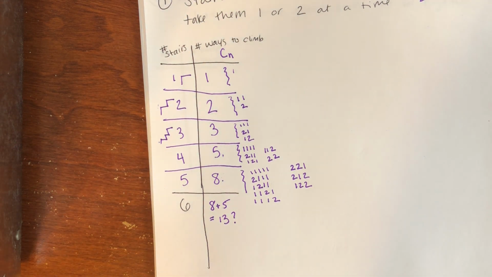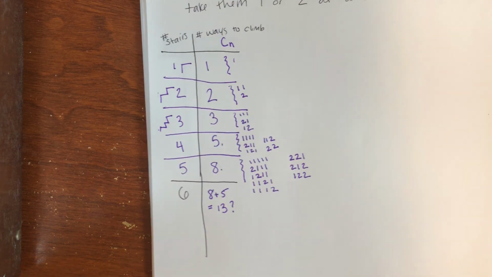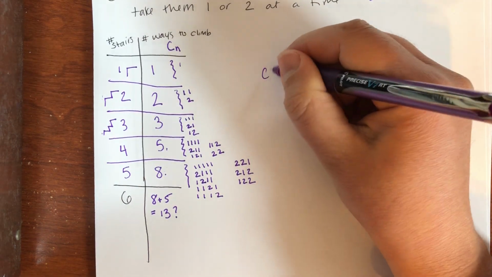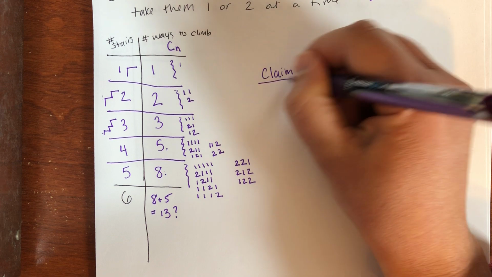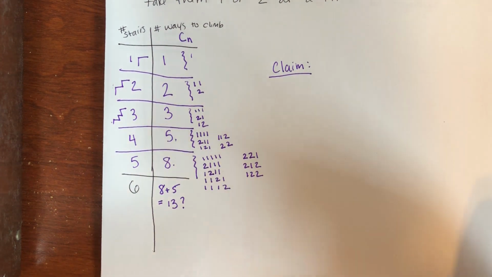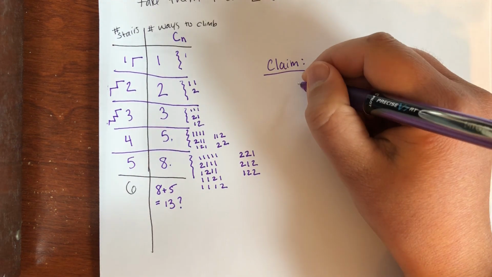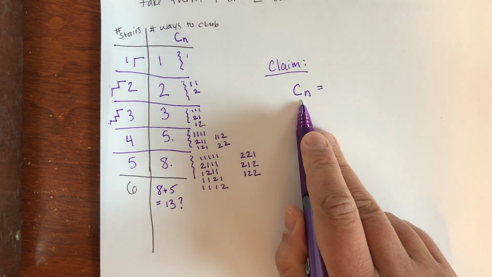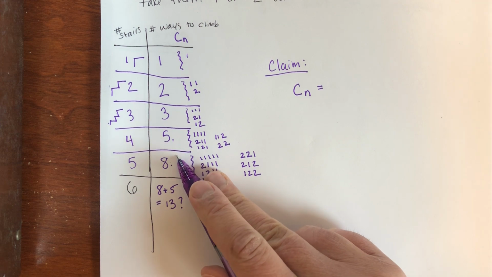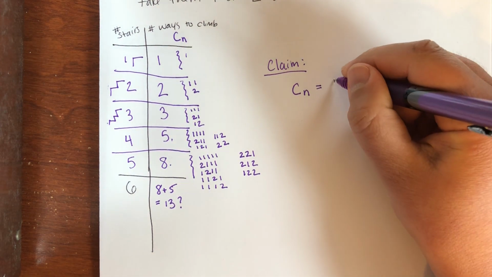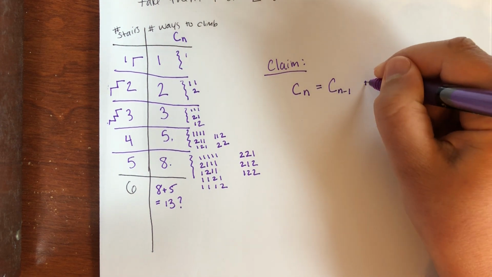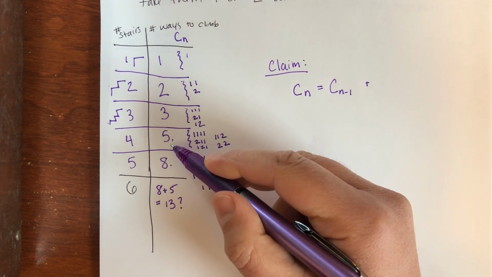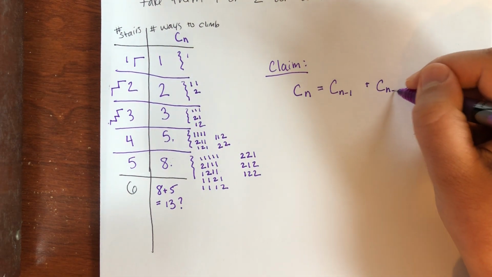But we can't just assume that this Fibonacci sequence is going to continue in this way unless we really understand why it's happening. So our claim, or our hope anyway, is that the number of ways to go up an n-step staircase, let's call it Cn, can be found by adding the number of ways of going up an n-1 staircase, so Cn-1, plus the number of ways of going up an n-2 step staircase, Cn-2.